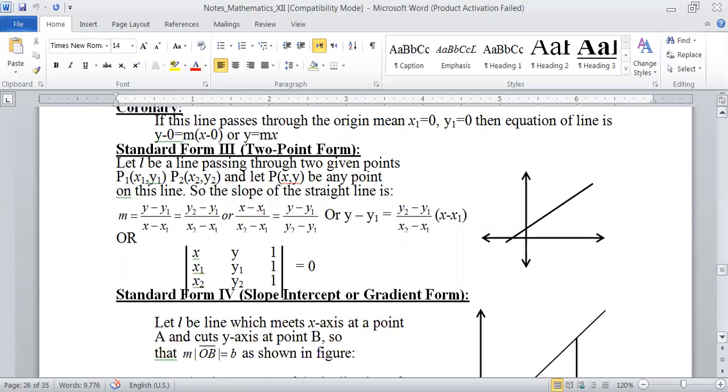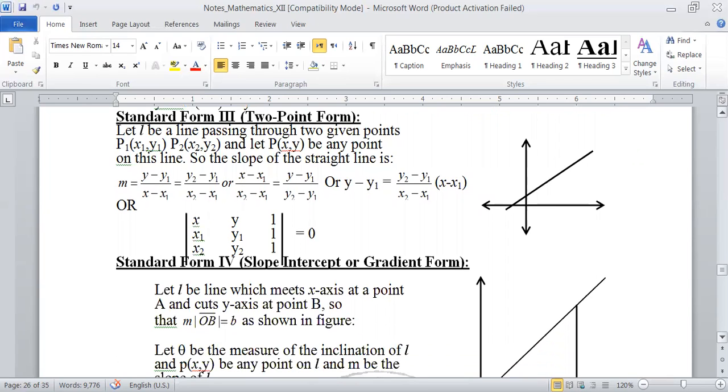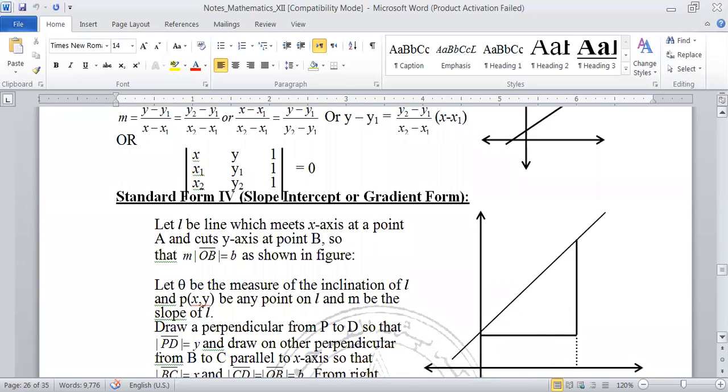सो द स्लोप ऑफ द लाइन इज, आप स्लोप का फार्मूला यूज करें y2 minus y1 upon x2 minus x1. या हम इस इक्वेशन को यूं लिख सकते हैं x y1 x1 y1 1 x2 y2 1. स्टैंडर्ड फॉर्म 4 है स्लोप इंटरसेप्ट आर ग्रेडियंट फॉर्म.